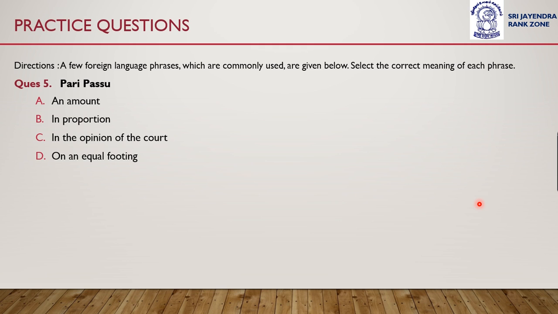What is the meaning of pari passu? Option A, an amount. Option B, in proportion. Option C, in the opinion of the court. And option D, on an equal footing. Please mark the correct answer.